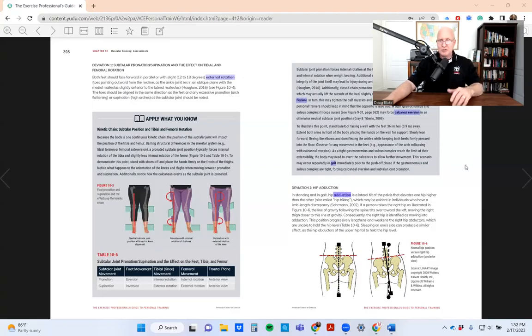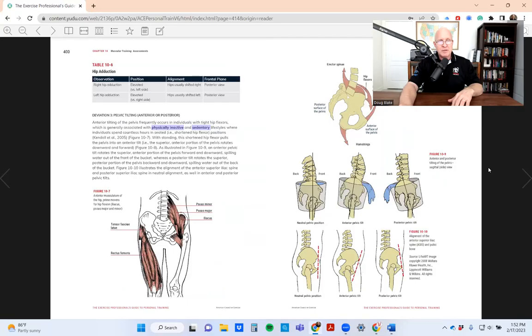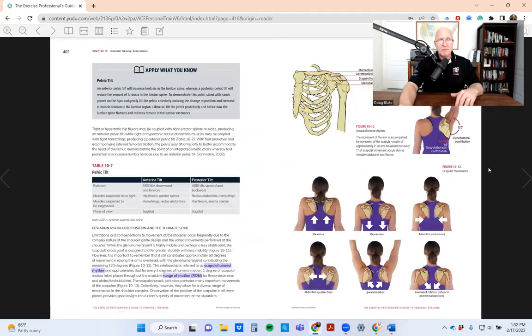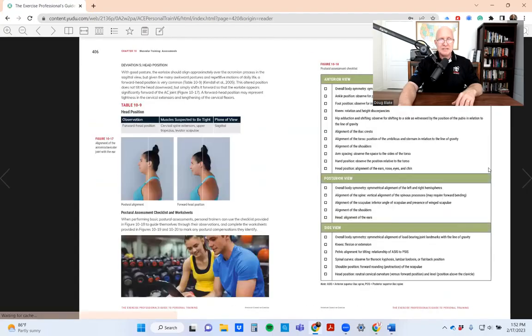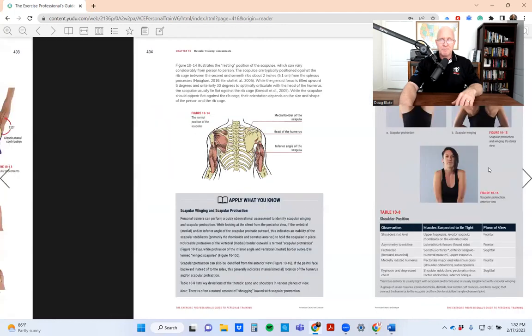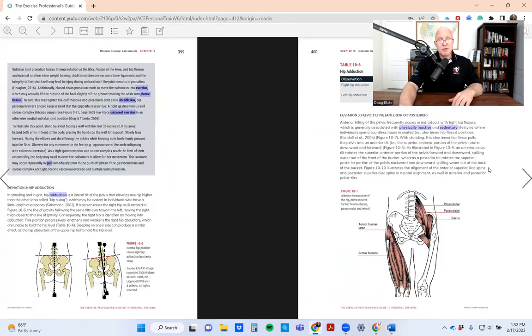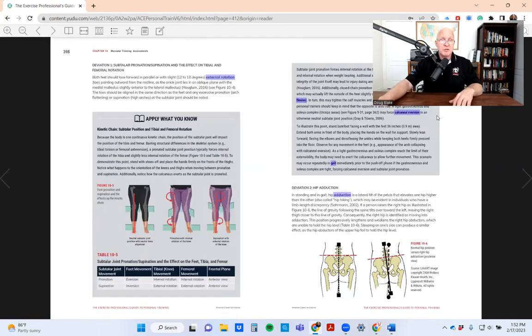Then there's hip abduction, and just so you see it, let me go ahead and show you real quick. The third one is going to be pelvic tilting. Number 4 is shoulder position and thoracic spine. Number 5 is head position. So we do videos on each one of those, but this is going to be the first one. So if you look up here, the deviation number 1, subtalar pronation supination.